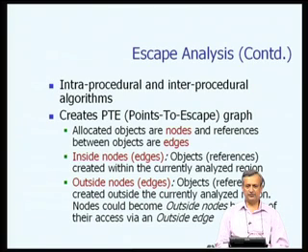So, there are two types of nodes and two types of edges. There are inside nodes and outside nodes, there are inside edges and outside edges. Inside nodes are objects created within the currently analyzed region. As simple as that. So, you are analyzing, let us say, a method, and we create the object within that method, then it corresponds to an inside node.